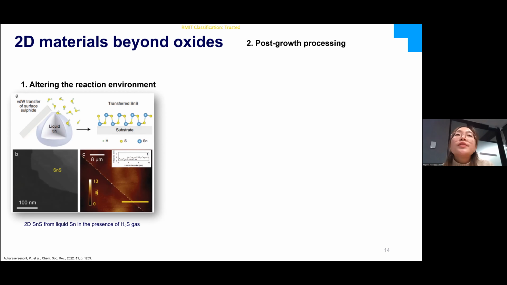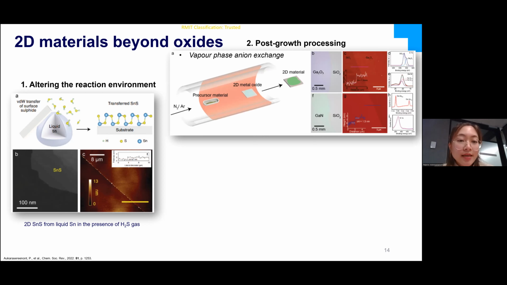Another way to do that is post-processing. You synthesize 2D oxide and then further process it. The first one is vapor phase anion exchange. This reaction involves the anion exchange and the removal of oxygen species via the vapor phase, so similar to CVD. It is also recommended that the obtained 2D materials, like in this case gallium nitride, are kept in inert environments after the synthesis to avoid reoxidation.